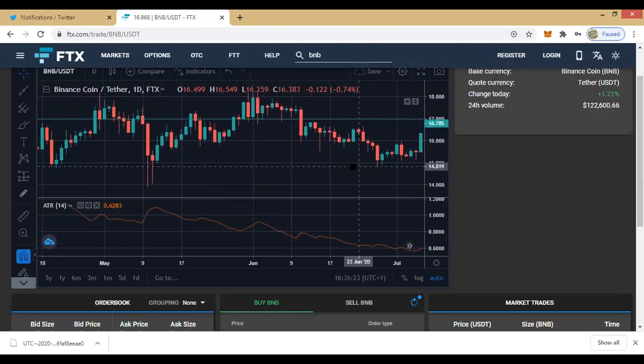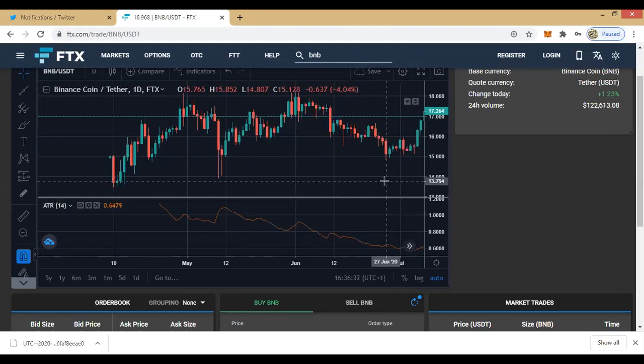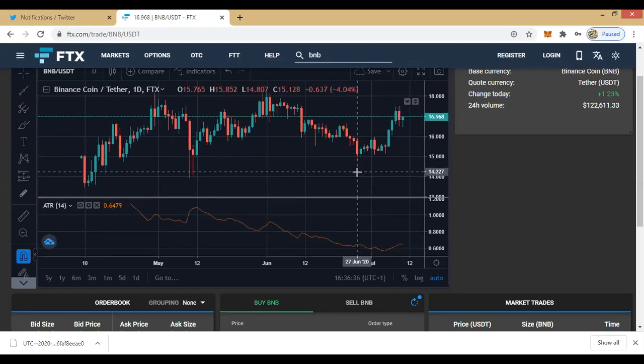So what is the market structure? This is a bearish market, judging from what RSI is telling us. Then what is our area of value? Where is the area of value now? Okay, the current price is closer to the resistance zone. Okay, the area of value is the resistance zone.